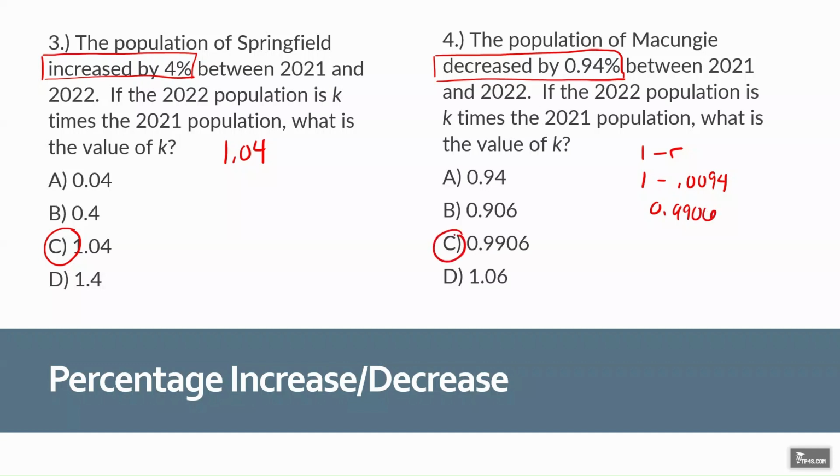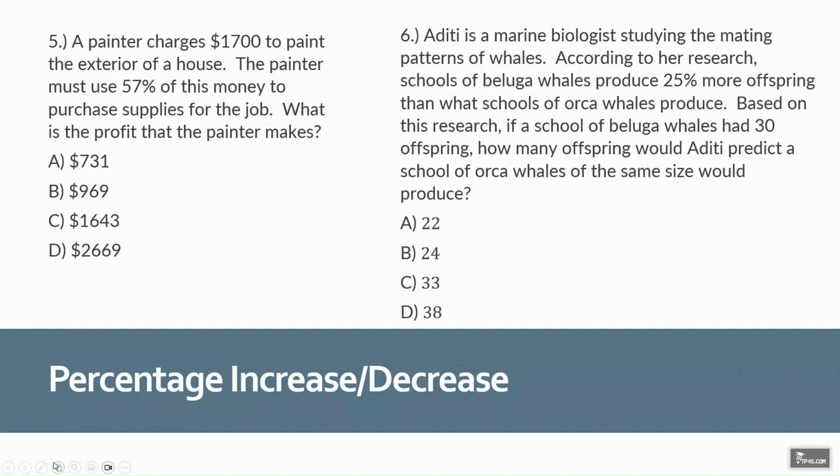So C is going to be the answer here. All right, we got 2 more questions. Let's give 5 and 6 a try. So pause the video. All right, hopefully you gave yourself enough time and you have your answers for 5 and 6. Let's do them together.